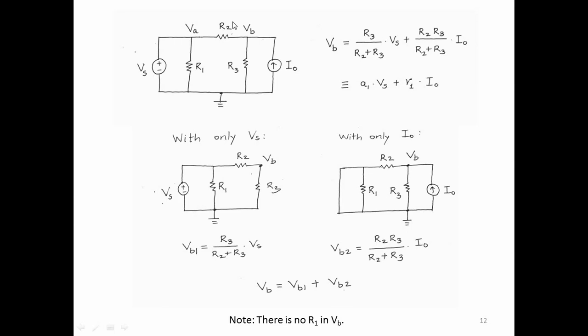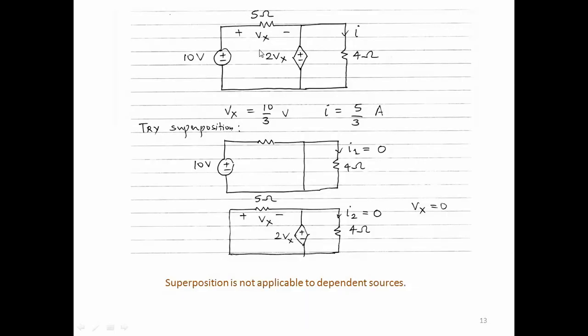Okay. Let us look at another example with a dependent source. So this has one independent source and one dependent source. The first thing I have done is solve this circuit and write the answers here. You can solve it yourself. It's a very simple circuit. So you solve this and find Vx and find I.